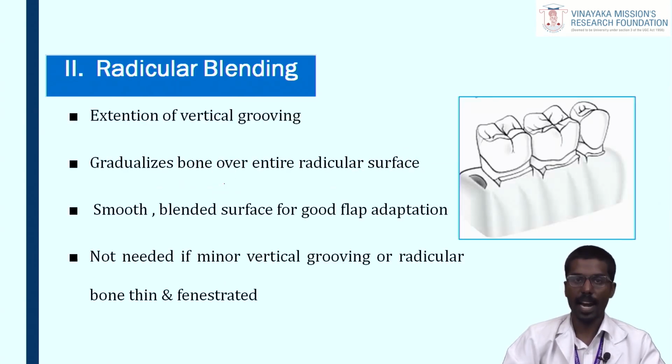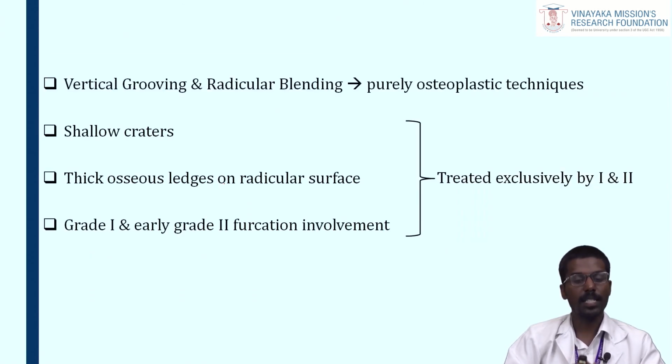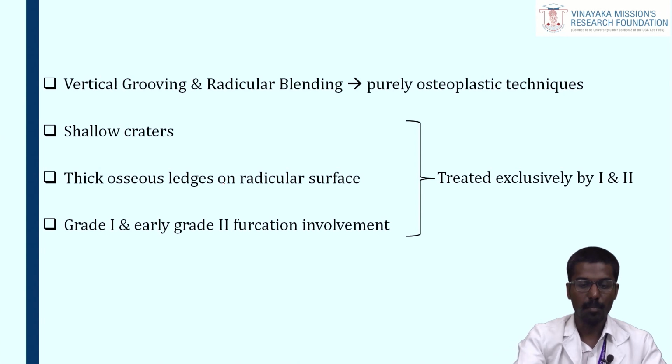Now coming on to the radicular blending, this is nothing but an extension of the vertical grooving, that is you are going to connect the radicular grooving. It gradualizes the bone over the entire radicular surface. It is going to smooth and blend the surface for good flap adaptation. It is not needed if the vertical grooving is minor or if the radicular bone is thin and fenestrated. Similarly, as I told earlier, vertical grooving and radicular blending are both purely osteoplastic techniques.